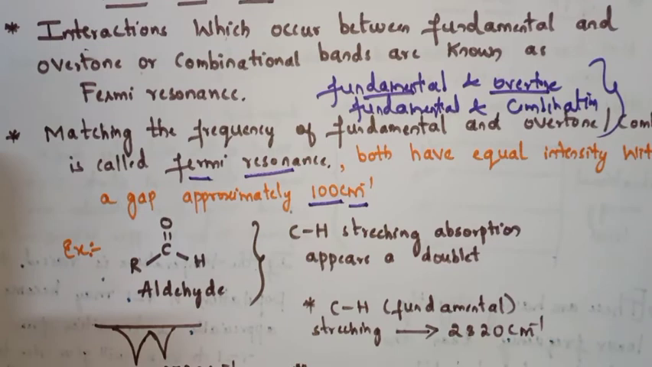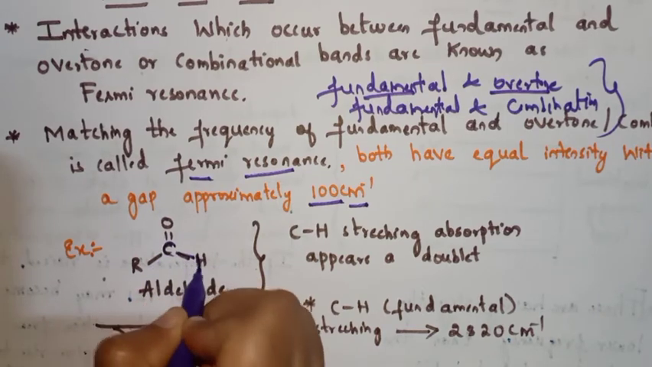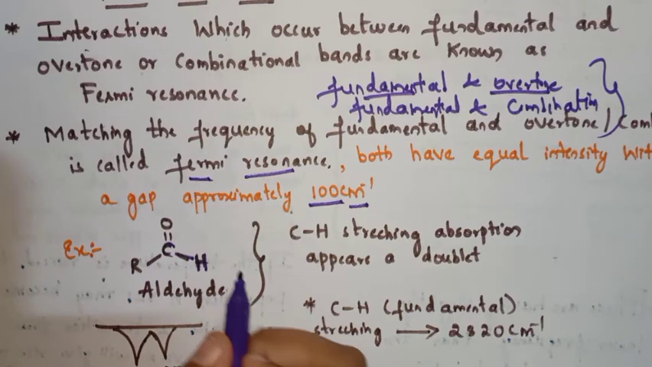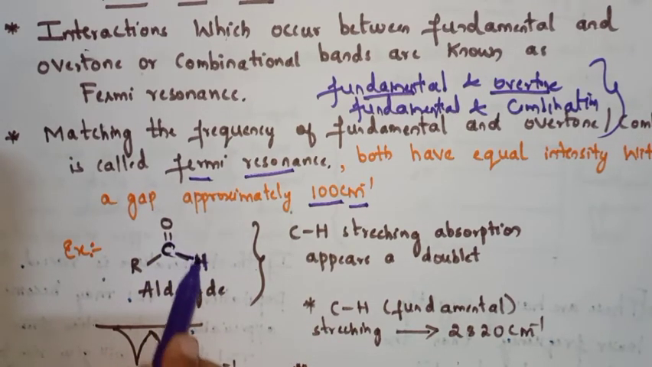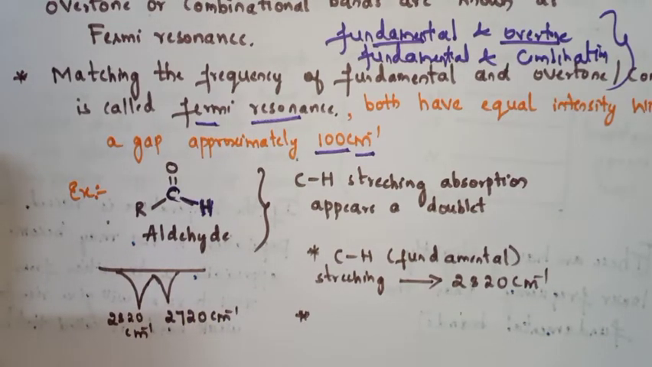So let's consider an aldehyde. Here this is the aldehyde. Here in the aldehyde there is a CH. We know that in the IR spectrum CH stretching will be obtained. So here CH stretching will be obtained as a doublet. Here it is the doublet. It is obtained as a doublet.